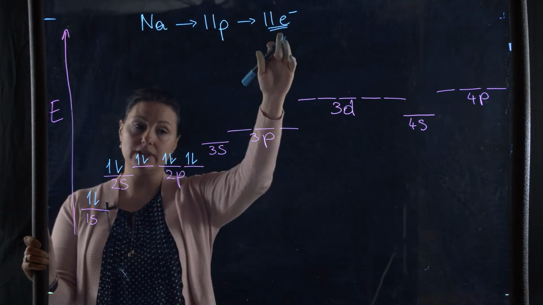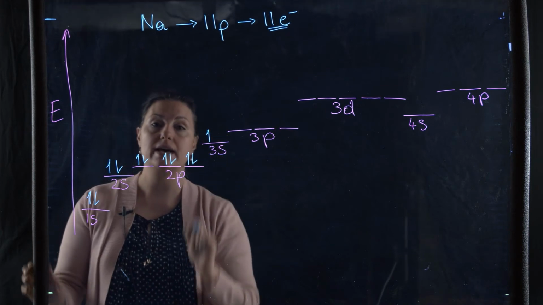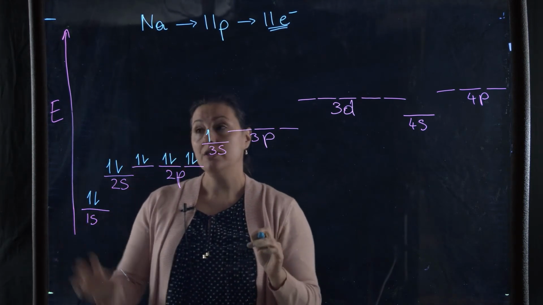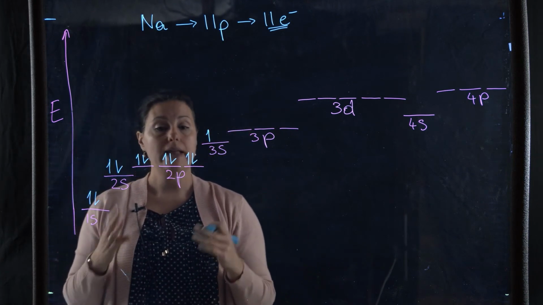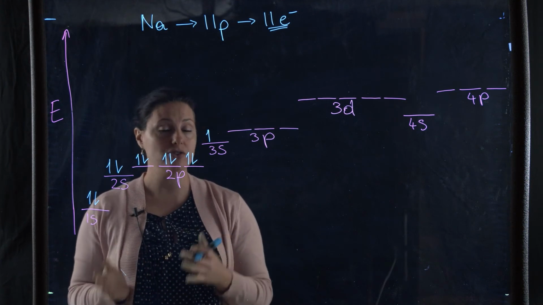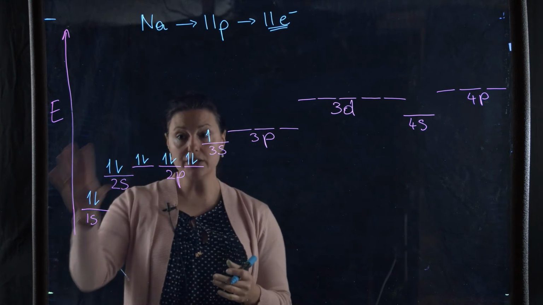However, I have 11 electrons, which means I have 1 more to put in the 3s here. And then I ran out of electrons, so I'm done. This is the energy diagram. Now there are two other ways, and you will have to know all 3 of them for the exam. So this is how we do the diagram.